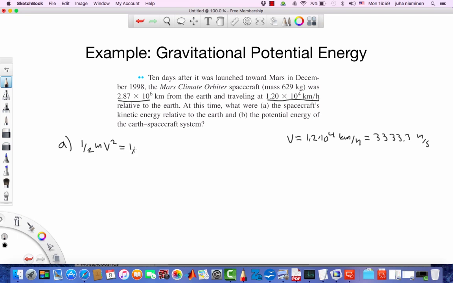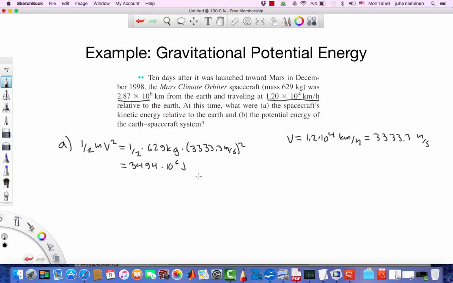So we get half times m. The mass of the spacecraft is 629 kg, times 3,333.3 meters per second, squared. This is going to be a big number, so we get 3,494 times 10 to the 6 joules. Let's keep it in this format.